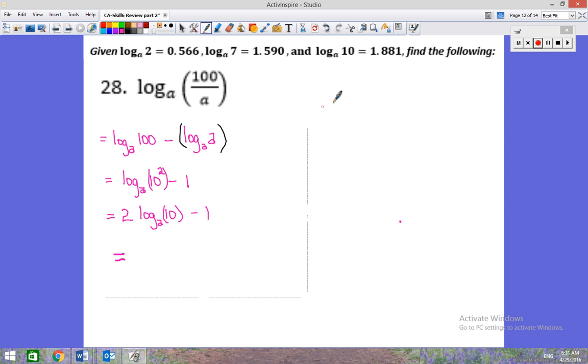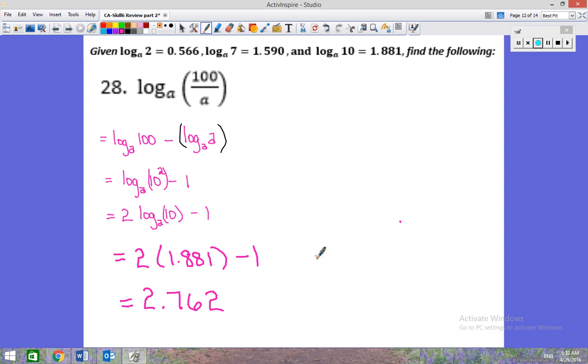All right, so log base A of 10, well, I don't have that. Oh yeah, I do, right here. It's given to me as 1.881, then subtract 1. So now let's key this into a calculator. If I've keyed that in correctly, I'm getting 2.762.